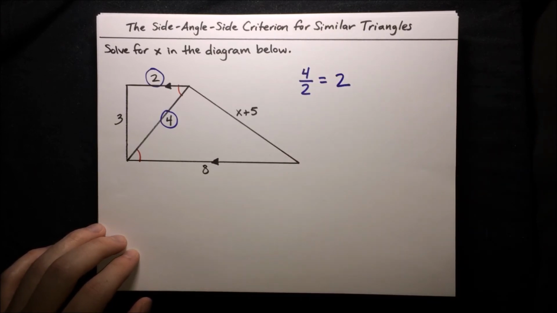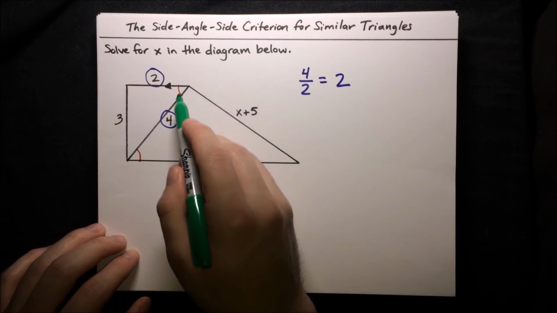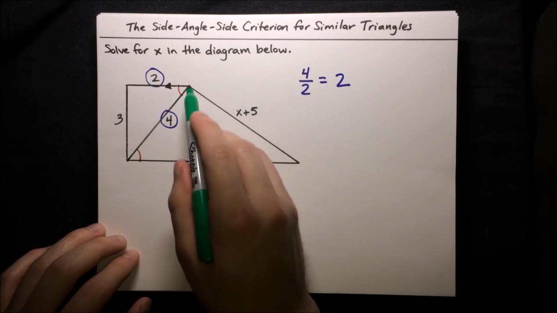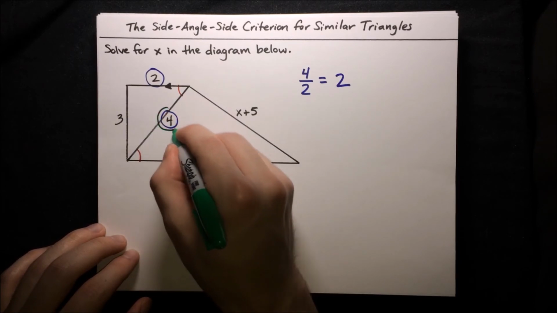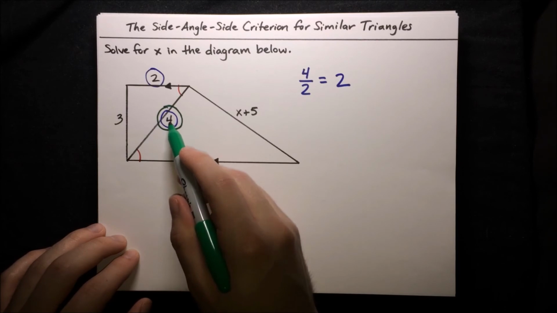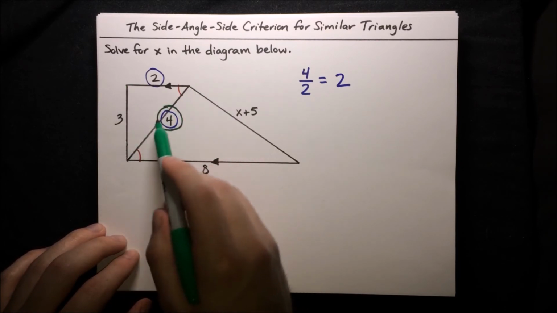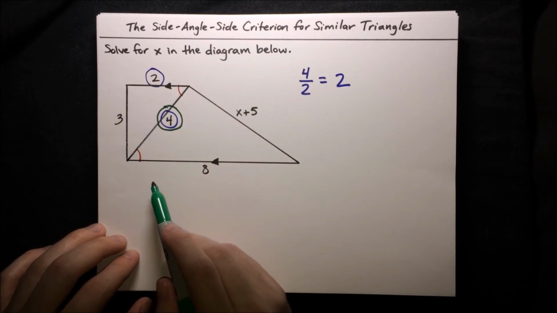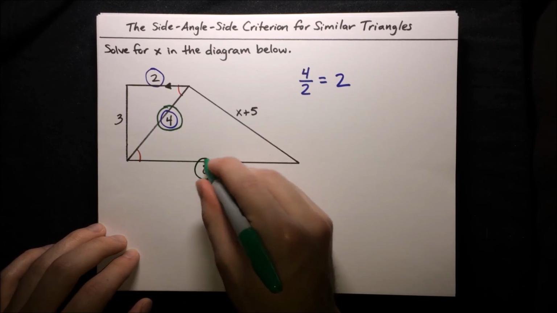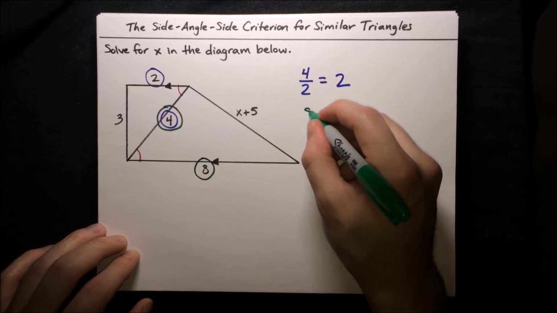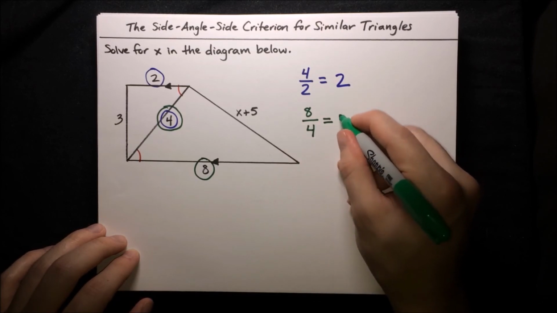Okay, now let's check the ratio of the other pair of corresponding sides. Looking at this angle, we've already got the side 2, so now let's start with the side 4 on the other side of that angle. What is the other corresponding side? Well, 4 is the largest side of the small triangle, so the other corresponding side should be the largest side of this big triangle. And the largest side here is given by 8. So let's check that ratio. The ratio of 8 to 4 is equal to 2.